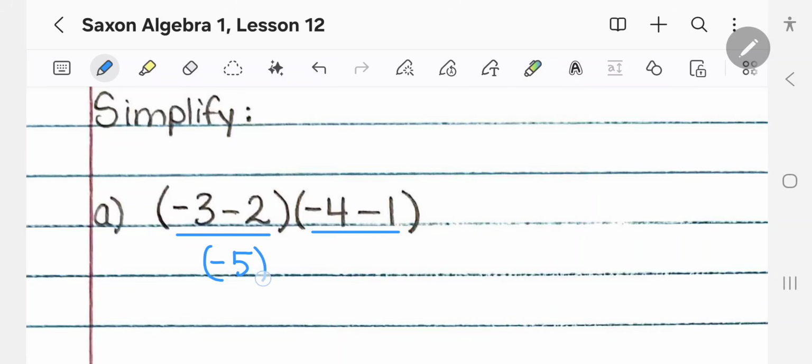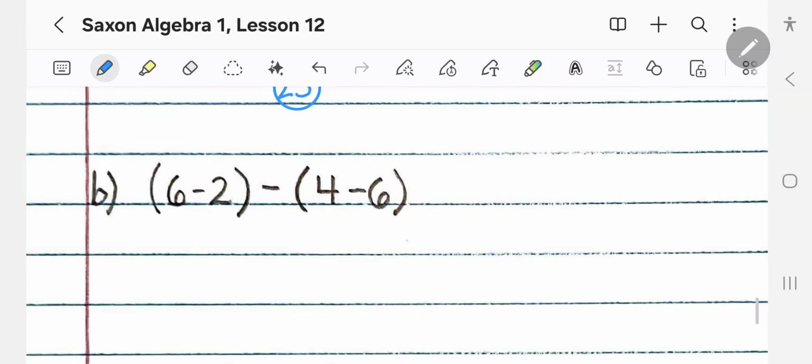And we're going to keep the parentheses because there's a multiplication indicated here between the parentheses. -4 minus 1 is like a -4 plus a -1. So that's -5. Now we do our multiplications, and -5 times -5 is positive 25. And that's your final answer.